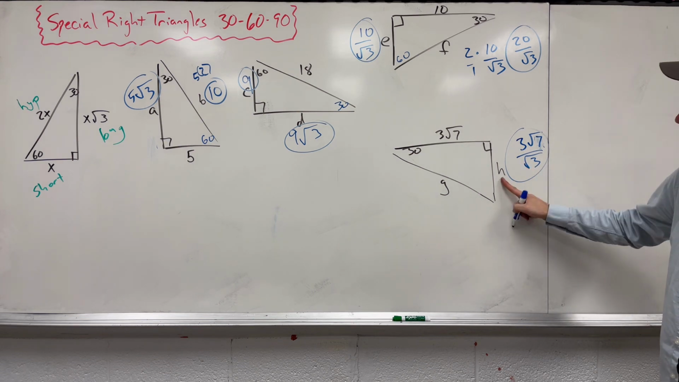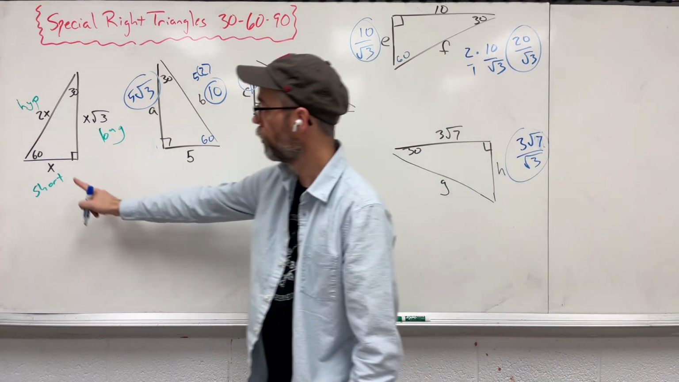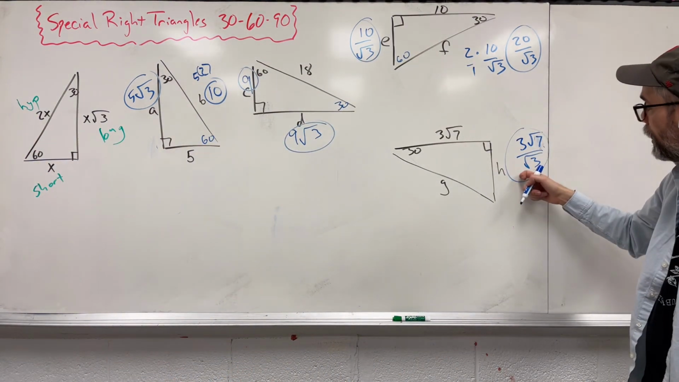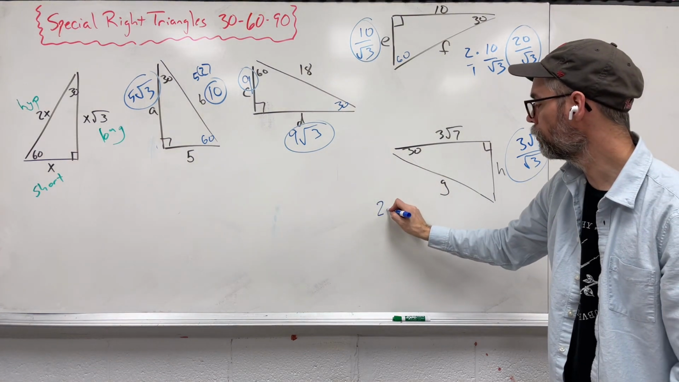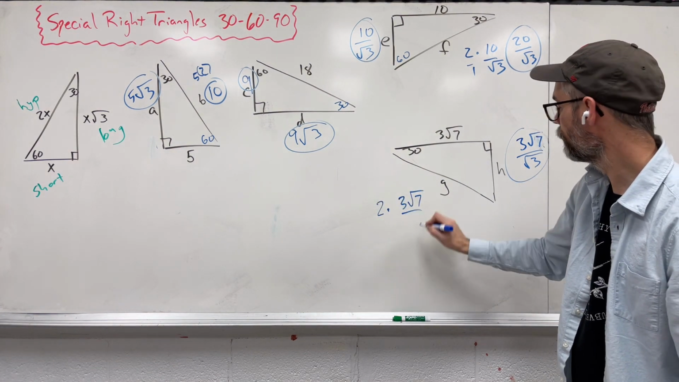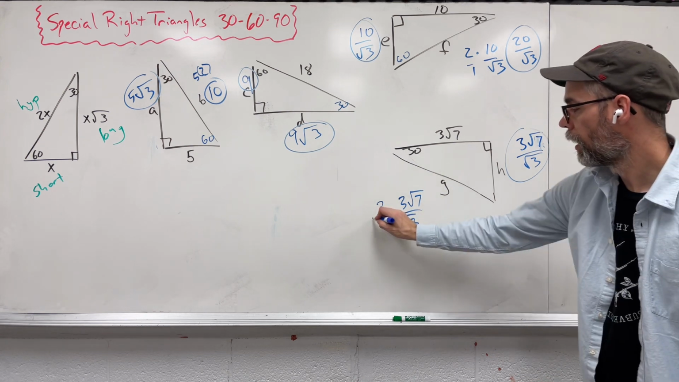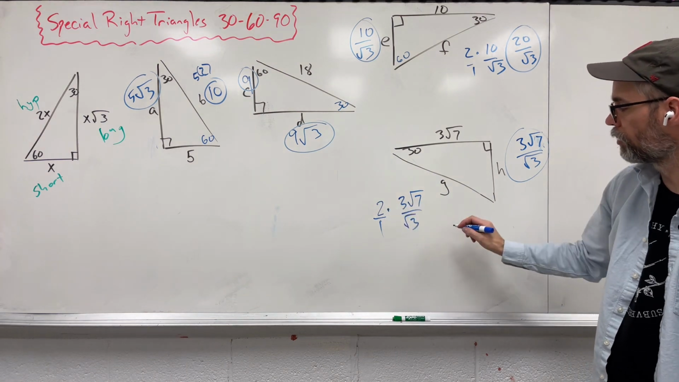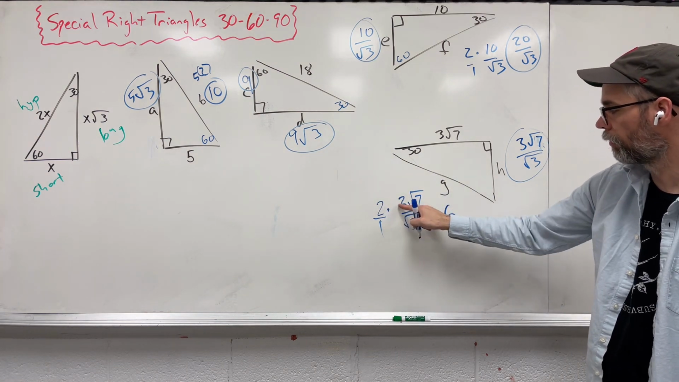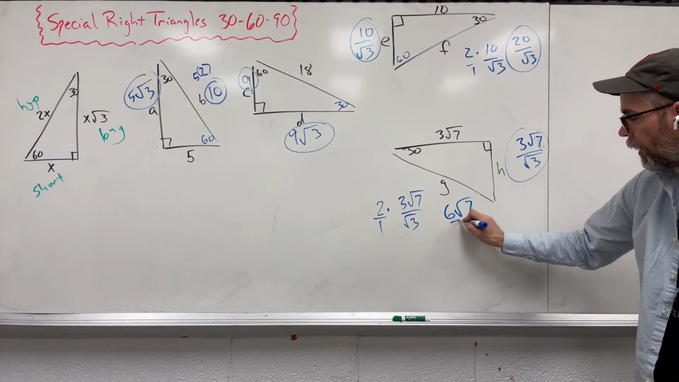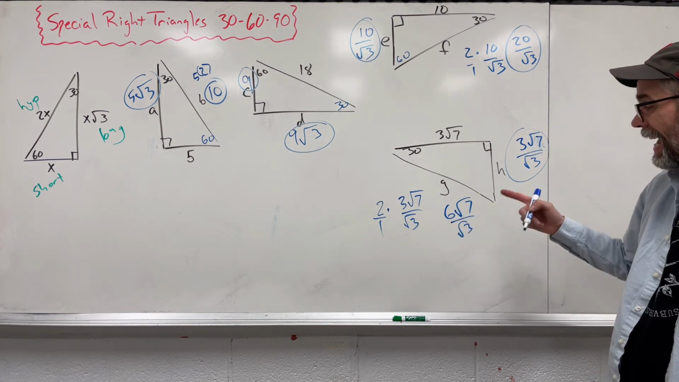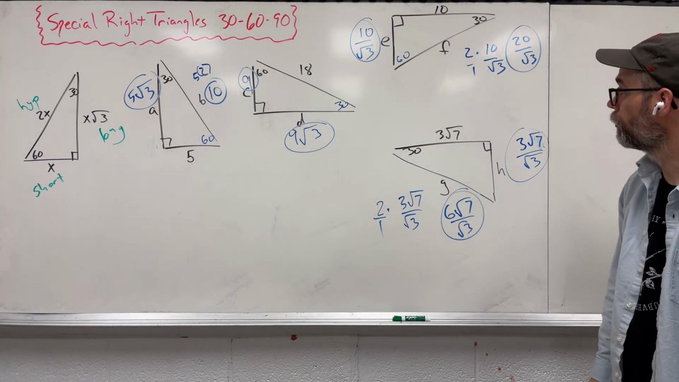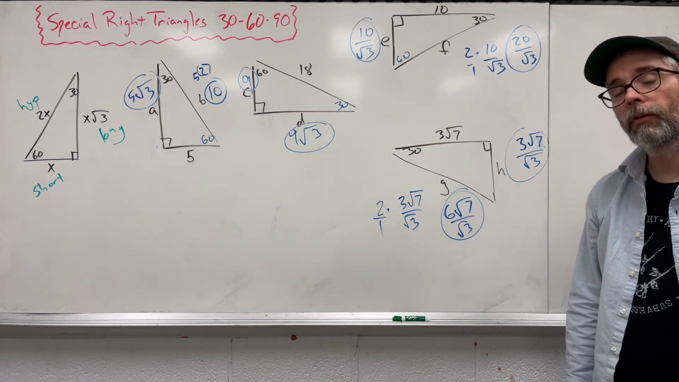Now, if I want to go from short to hypotenuse, I have to multiply my short leg by 2. So let's take this number and multiply it by 2. We're going to say 2 times 3 radical 7 over radical 3. I'd like to turn that back into a fraction, and now we can put some things together. I can say 2 times 3, which gives us 6. Radical 7 comes along for the ride. Radical 3 stays the same, and I can't simplify any of this. So there's your missing hypotenuse and the work for it. And that's using special right triangles, 30-60-90.